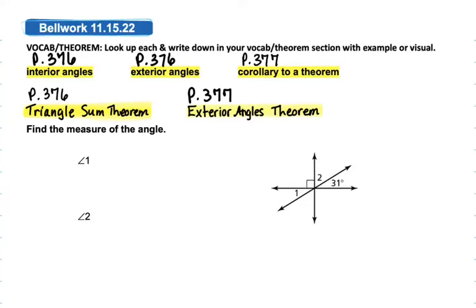Let's get started on the 5.1 classwork. So first we're going to do the vocab and theorem, which there's 5 of them today, and they start on page 376. So for the first one, it's interior angles.